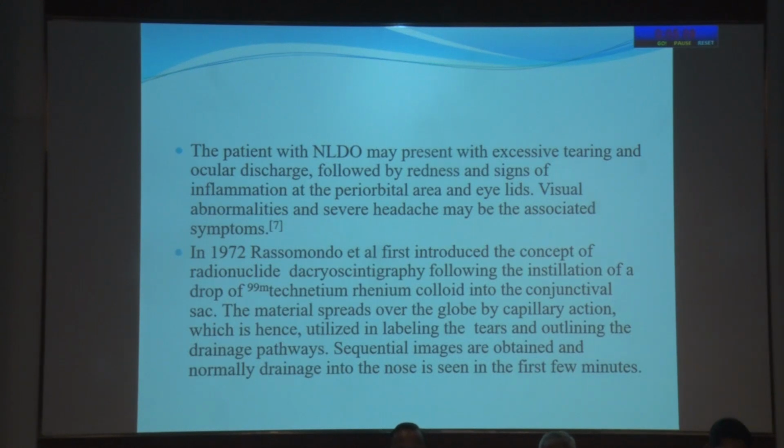The patients may present with excessive tearing, epiphora, and ocular discharge, followed by redness and signs of inflammation around the periorbital area and the lids. Visual abnormalities and symptoms such as headache may be the associated symptoms.